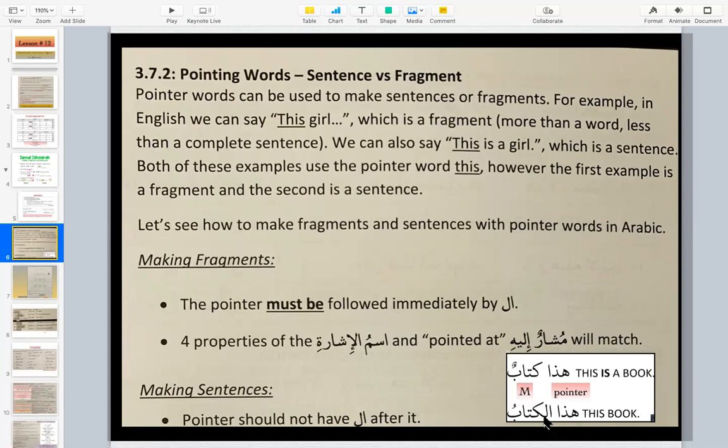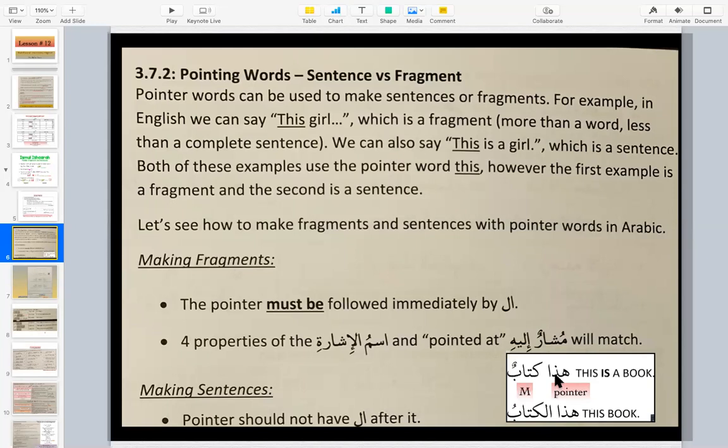Now look, Al-Kitabu. So Al-Kitabu is telling us the status. This is Rafa, and then number is singular, gender is masculine, and type is proper because it has Al. So all four properties are matching. One was not clear, we were not sure about the status, but we're going to assume that if all three are matching, then the status is the same. So all four properties are matching over here. So this is our fragment.